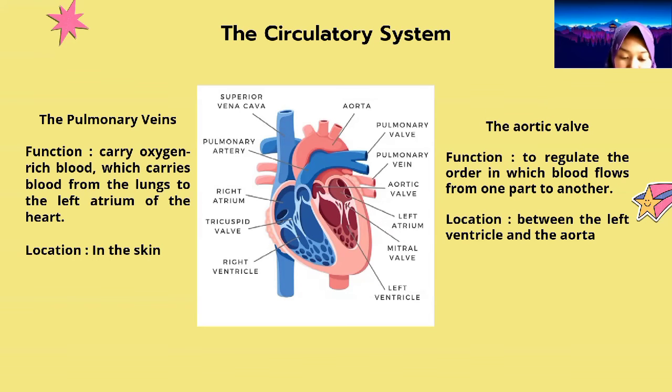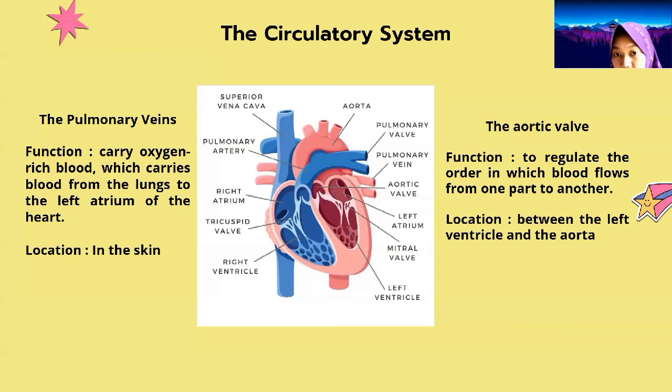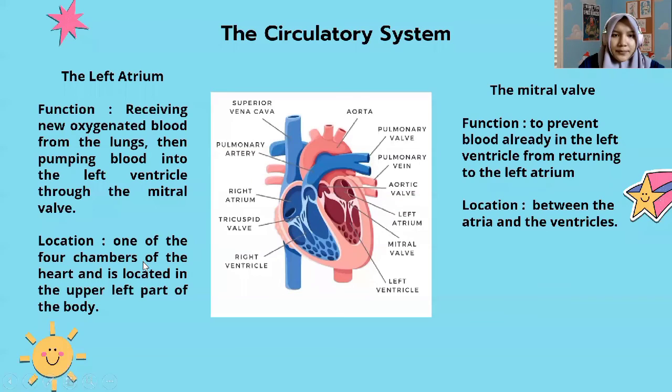The aortic valve. The aortic valve is a valve in the heart of humans and most other animals. Location: between the left ventricle and the aorta. Function: to regulate the order in which blood flows from one part to another. Thank you, Huri. Thank you, Risma.